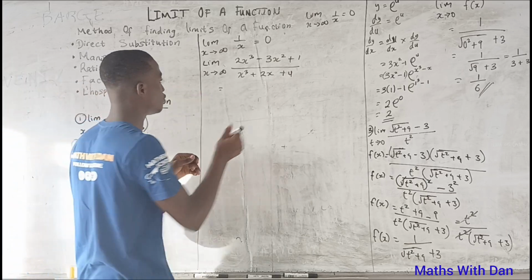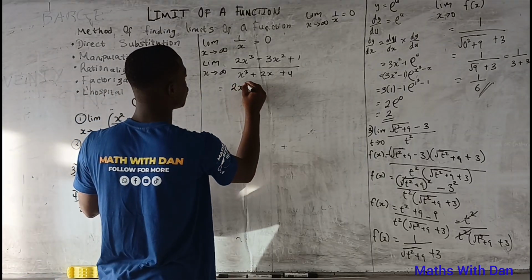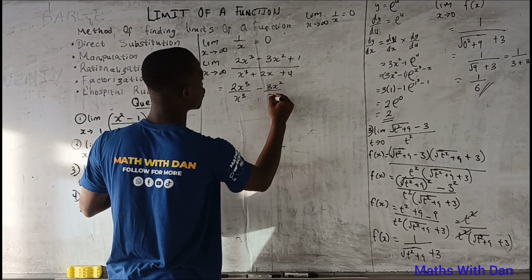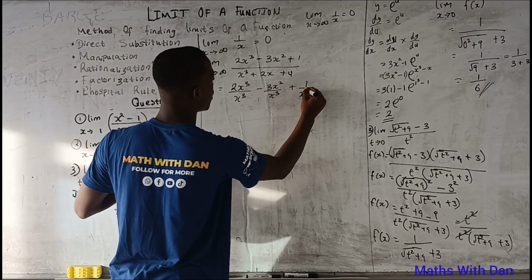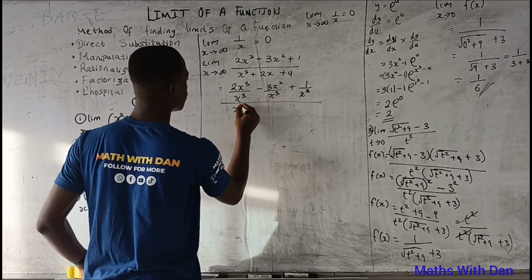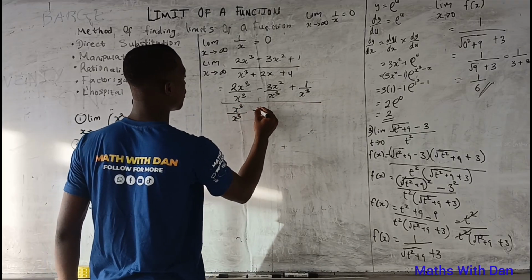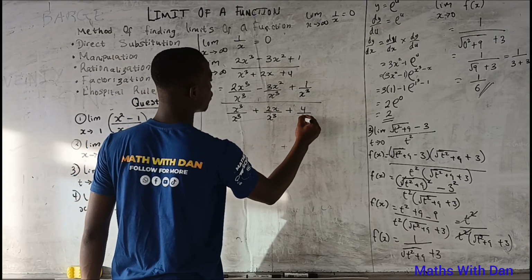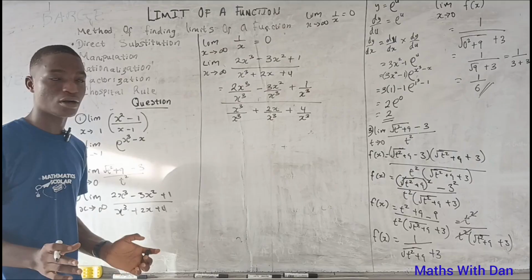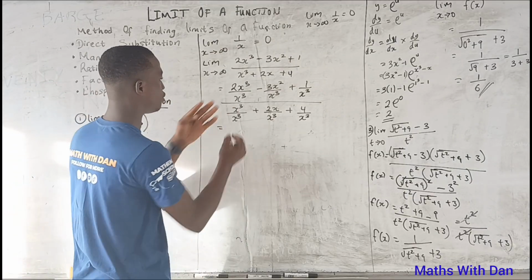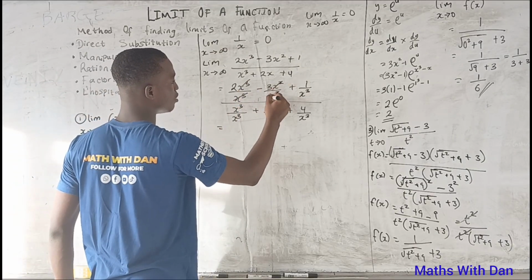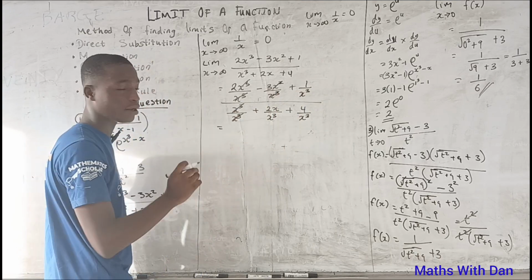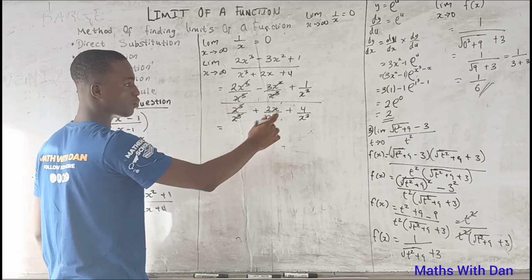So let's do that. We are going to have 2x cubed divided by x cubed, minus 3x squared divided by x cubed, plus 1 divided by x cubed, over x cubed divided by x cubed, plus 2x divided by x cubed, plus 4 divided by x cubed. You get it. So we divide through, right? Then this divided by this will give you 2. Then you have 3 over x, then 1 over x cubed. This divided by this will give you 1. This here is 2 over x squared. Then you have 4 over x cubed.